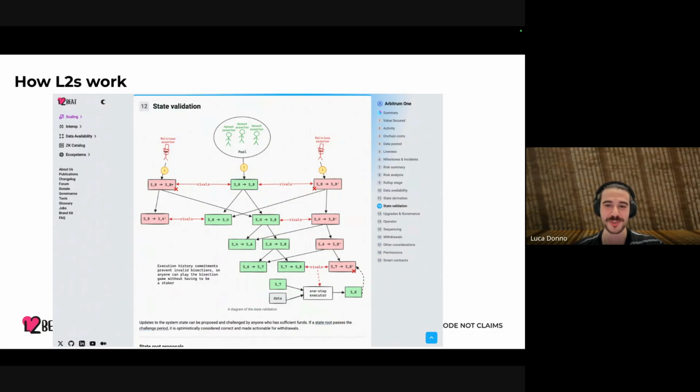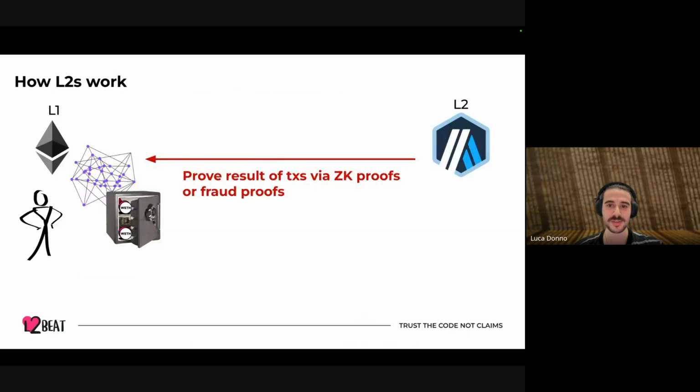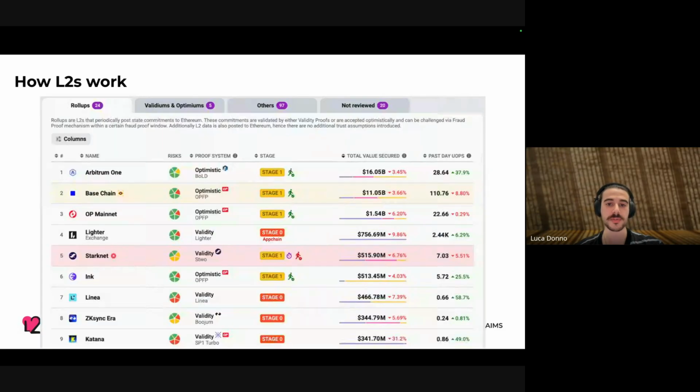I know that it's kind of frustrating that I'm not explaining this, because this is the whole deal about L2s. But the messages are super cool, and you should look into it. So the way that you communicate back is either with ZK proofs or what we call fraud proofs. So if something is wrong, you prove it is wrong.